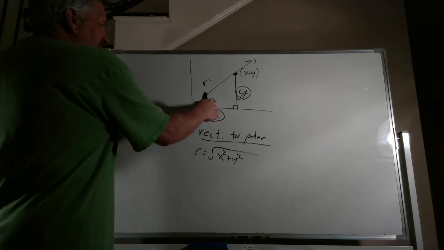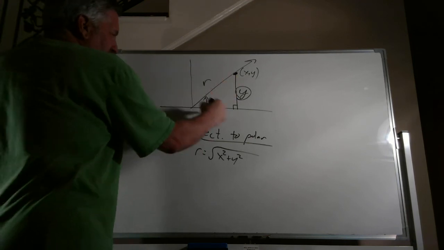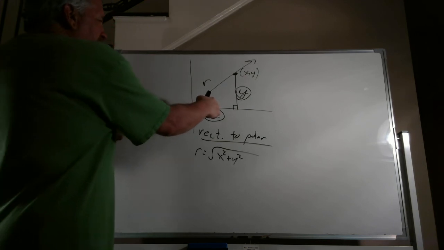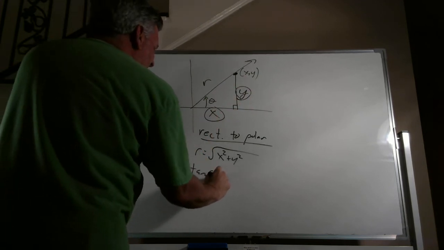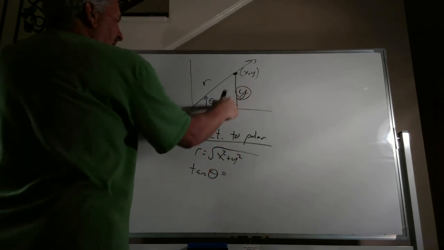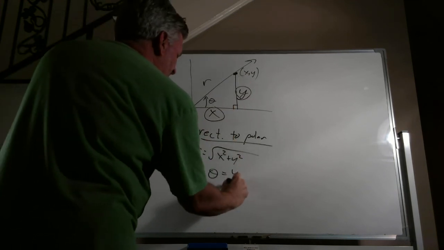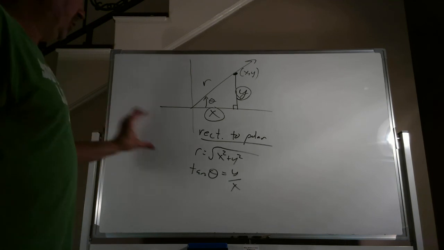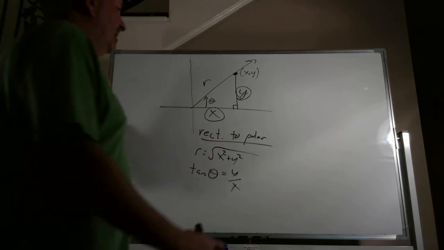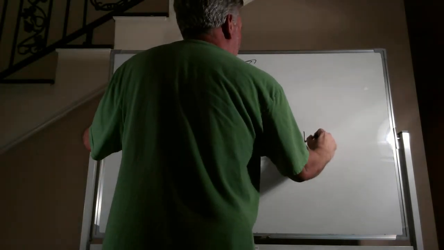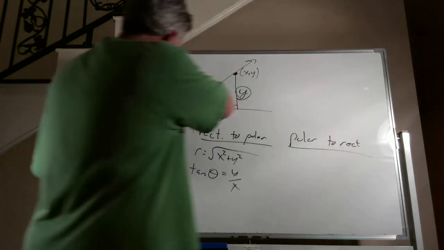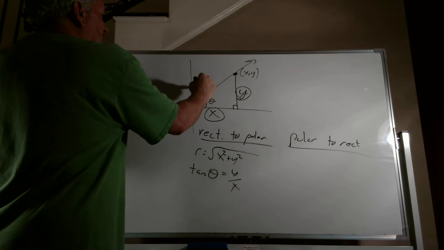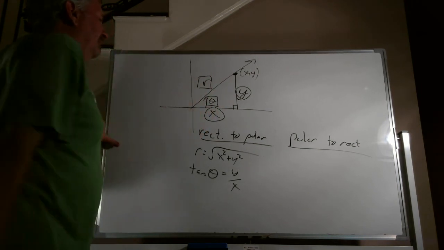Now, how do you get this angle theta? Now again, I've drawn this as an acute angle, but what's the relationship between theta, x, and y? Well, the tangent of theta is, right, y over x, or opposite over adjacent, y over x. So if you know x and y, you can get r and theta. Now what if you have polar and you want to go to rectangular? Okay, so now it's the opposite. So you know r and you know theta.